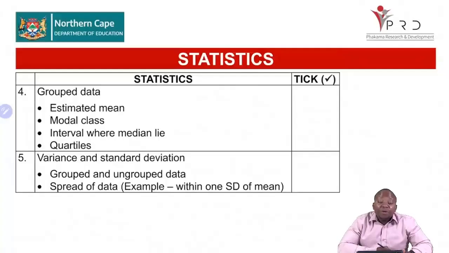Am I able to find the interval where the median lies? Am I able to find our quartiles, where we are looking at Q1, which is the lower quartile, Q2, the median, and Q3, which is the upper quartile?